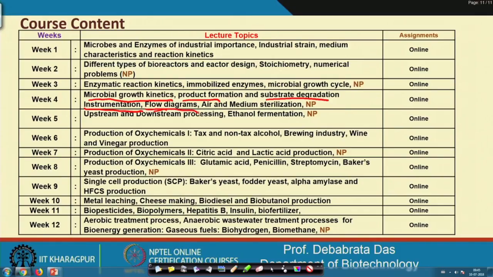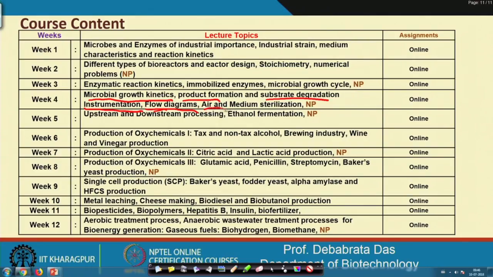Then flow diagrams. We have two types of flow diagram of the process: the block flow diagram and the process flow diagram. For the block flow diagram, I have already shown you the brewing industry, where you have seen the different steps involved before we get the beer for marketing purposes. All the steps we consider as units, so different units are involved in the flow diagram. If you represent one unit as a box, then we call it a block flow diagram. If you give a sketch of the particular process, like you have a heat exchanger, a reactor, a sterilizer, then we call it a process flow diagram.